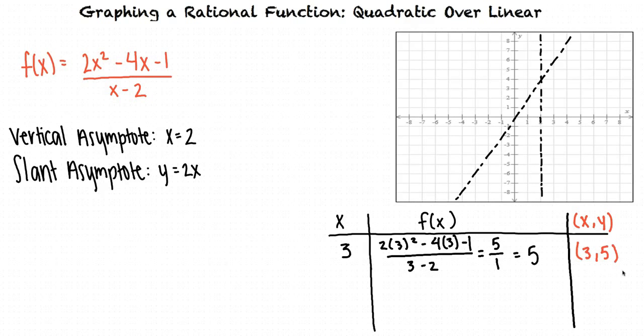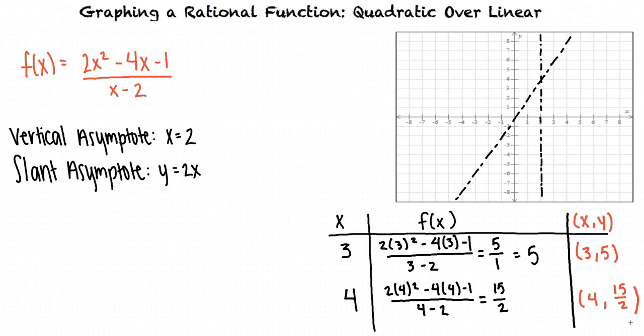Next, we can plug 4 into the function for x. When we do this, we get 15 in the numerator and 2 in the denominator, which leaves us with 15 halves, so our point is 4, 15 over 2. Now that we have 2 points that are to the right of the line x equals 2, we need to find 2 points that are to the left of the line.